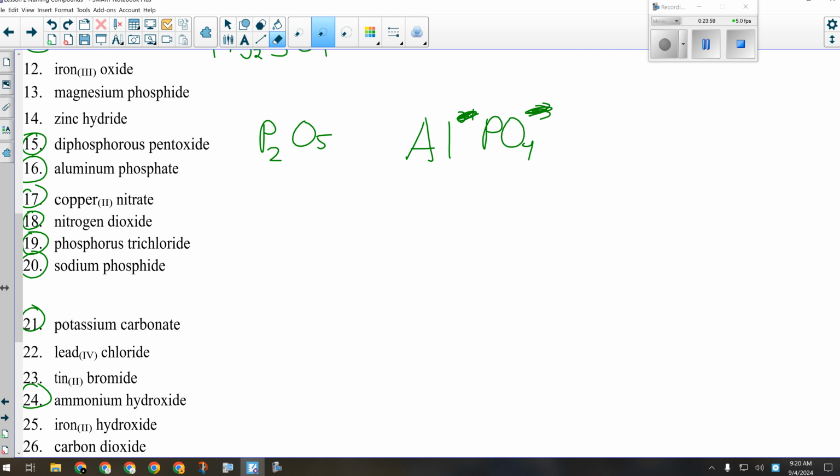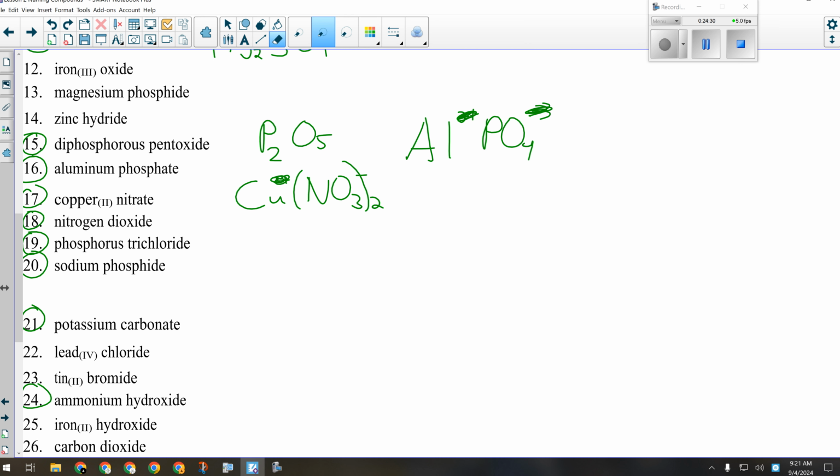All right, copper(II) nitrate. Copper is 2+, nitrate, NO3, is a -1. What do I have to do? Right, I have to drop and swap, and when I do that, I am going to require brackets around the nitrate, so I end up with that.